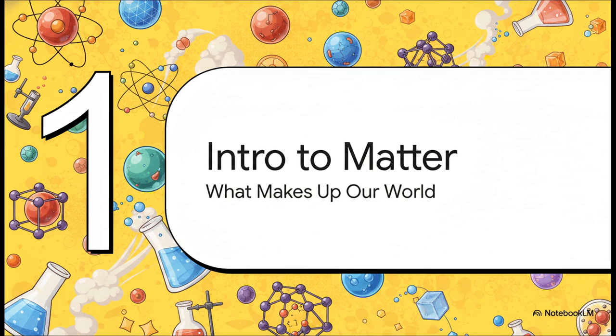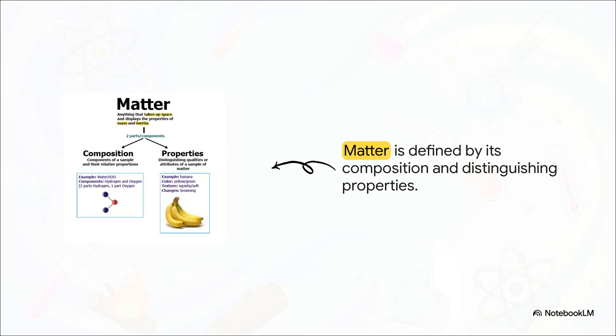Okay, Section 1, Introduction to Matter, the basics of what makes up our world. So everything around us, from the water you drink to a banana sitting on your kitchen counter, takes up space and has mass, right? Matter is essentially defined by two things. First, its composition, which is the actual atomic ingredients. And second, its distinguishing properties, things like color, texture, and how it changes over time.